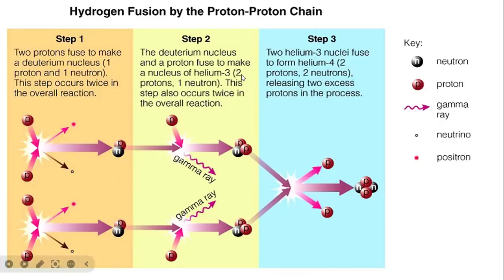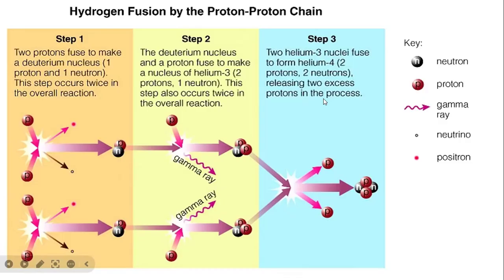Now, step two, the deuterium nucleus and a proton fuse to make a nucleus of helium-3, two protons and one neutron. We have here a gamma ray being released in this process. This signifies that this is already helium because we have two protons here and one neutron. So this is helium-3. Again, this is helium because we have two protons in this atom, two protons and one neutron, making it helium-3, releasing gamma radiation in the process.